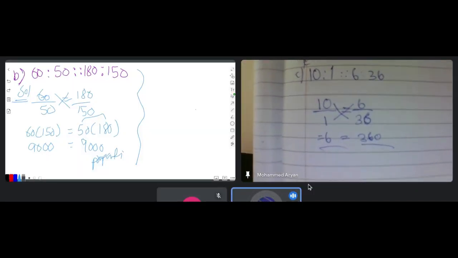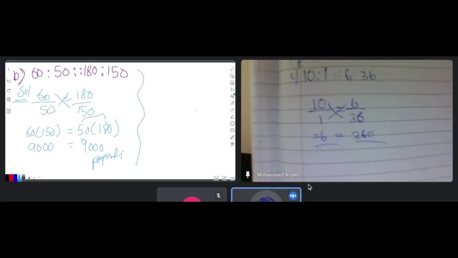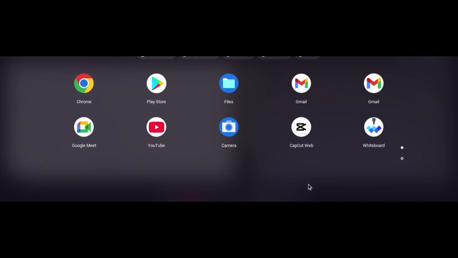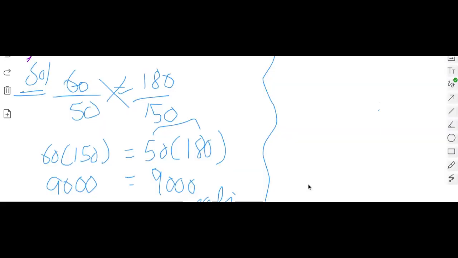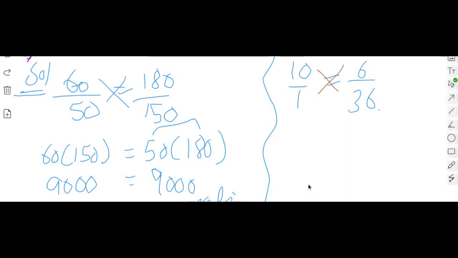Okay, so 6 and 360. That is a good thing, but I just want to add one more thing. You did it correct, Anna. When you have a proportionality like this, for example 10 proportion 1, and then 6 proportion 36, I will write 10 by 1 is equal to 6 by 36. Remember just one thing here. When I do the cross multiplication, 10 is located here first, so 10 is multiplied by 36.